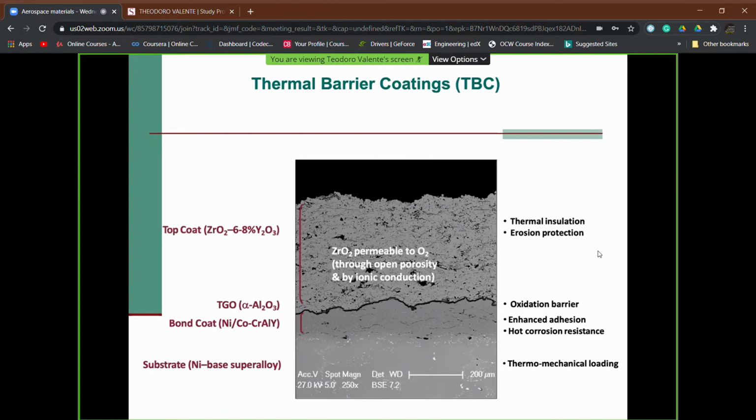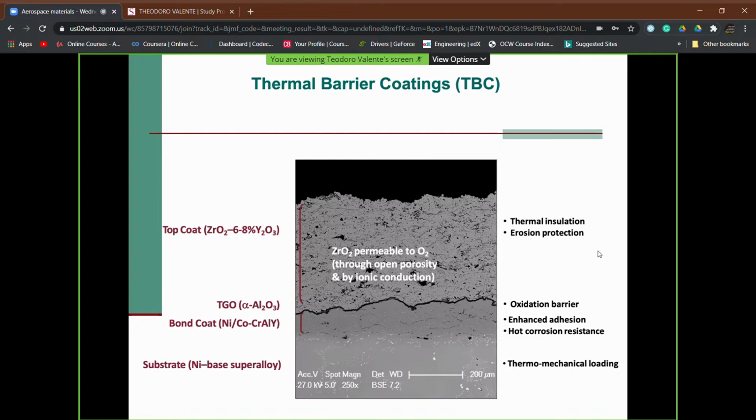Well, this TGO is not something existing when we fabricate the thermal barrier coating, that is at time equal to 0, but is something which is developed under working conditions. So this is a picture of a thermal barrier coating put on a nickel-based superalloy, showing the existence of the thermally grown oxide, alpha alumina. That is, this TBC, this thermal barrier coating, has been tested or has been working in real conditions.